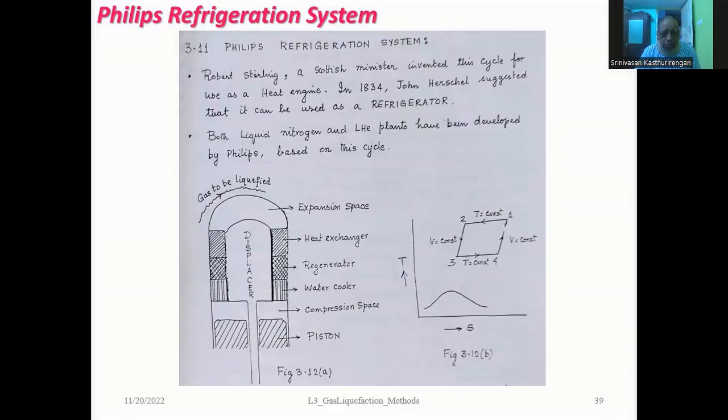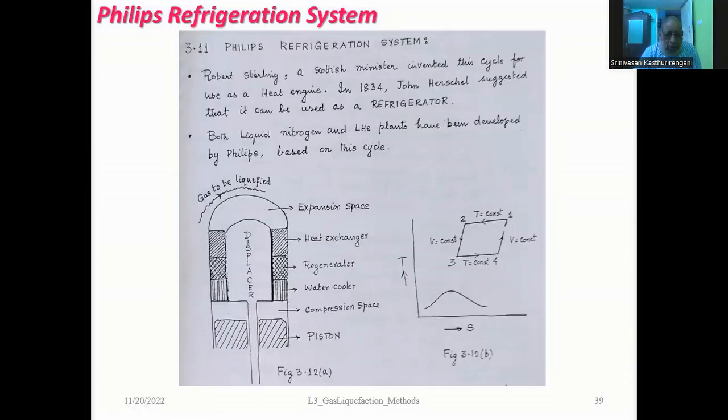It has a compression space. Let's say it has a total working space, a space for the working fluid. This complete working space can now be divided into a compression space and an expansion space. The compression space is here. This zone is the compression space. The expansion space is the opposite one. Here, compression and expansion space.